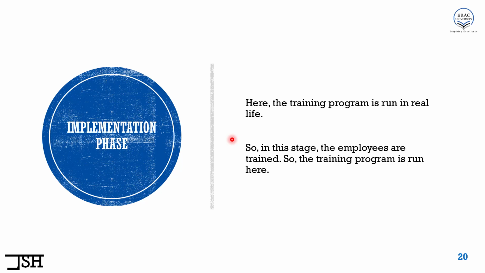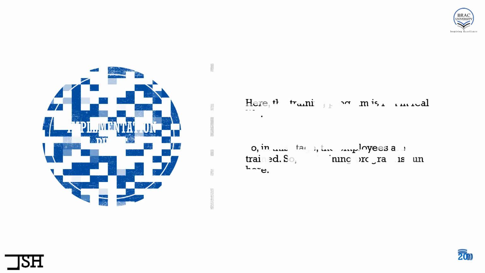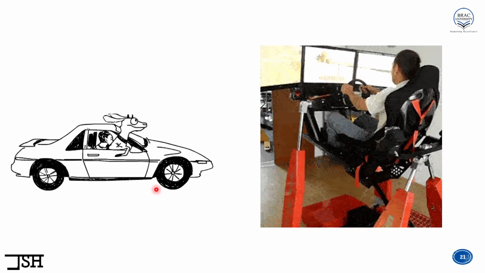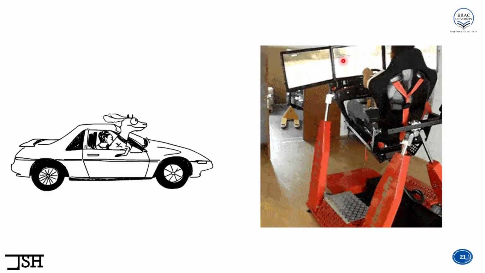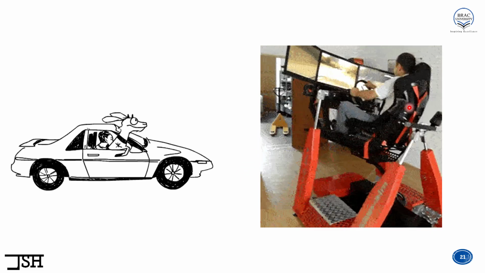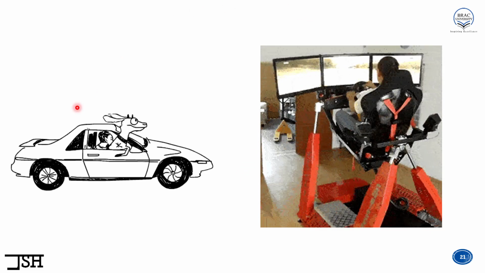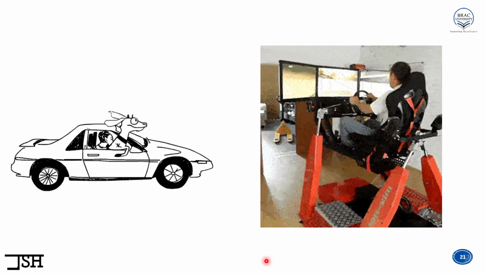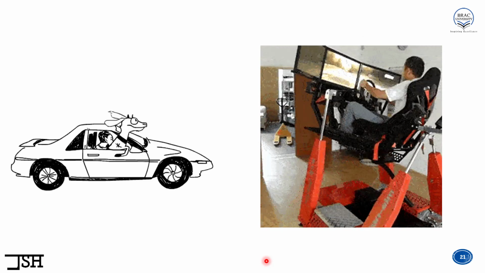So if we go back to our example, after the development phase, when we start the implementation phase, what will happen? Number one, the racers will start driving their car. So they are going to start learning how to drive, maybe through vestibule training. And also the participants will start going through simulation training, right? So as you can see here, this guy is going through a simulation training. As you can see in both of these pictures, the training program is actually being run. So this is what happens in an implementation phase.